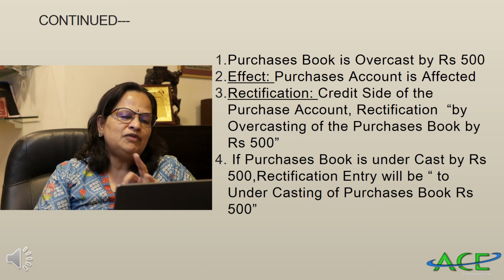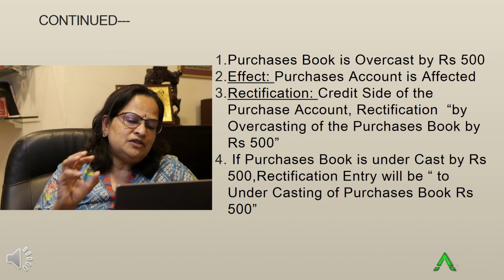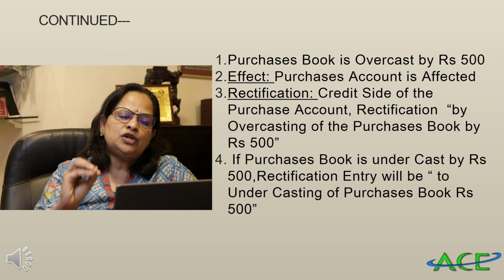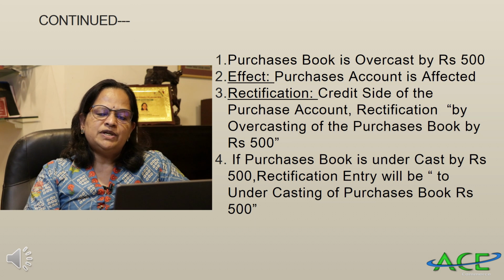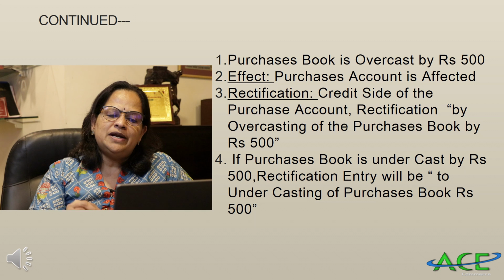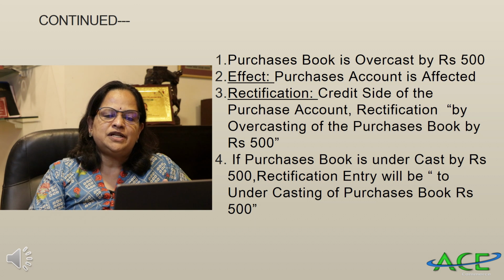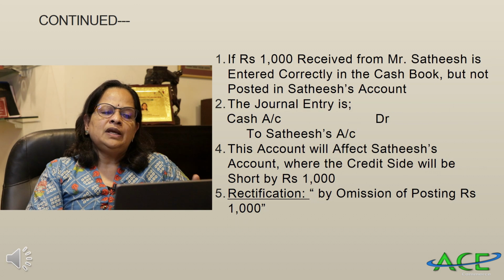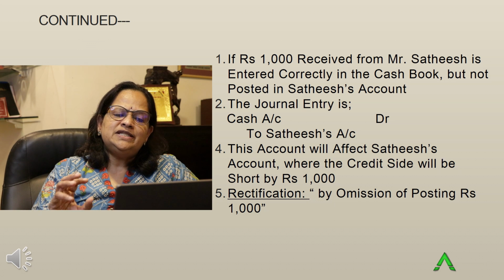Here also remember that we are not passing a journal entry, because it is only if it's a two-sided error that we correct it through the journal entry. Now, if the purchase book is undercast by rupees 500, the rectification will be "by undercasting of purchase book by 500." So then, continuing with that, now changing the values.